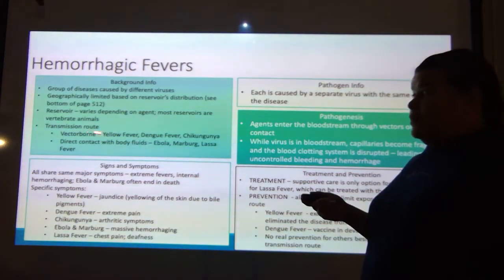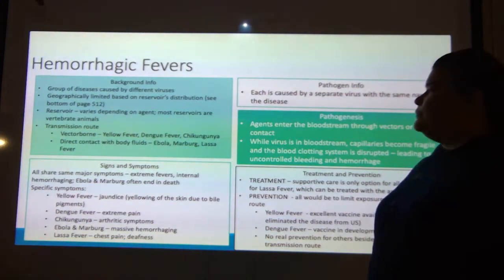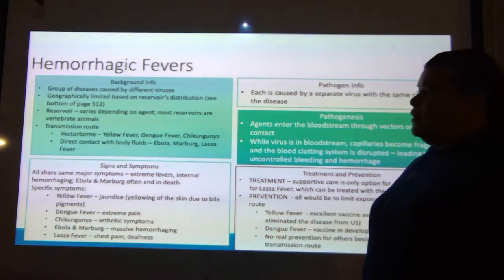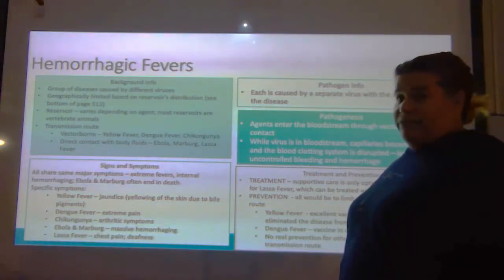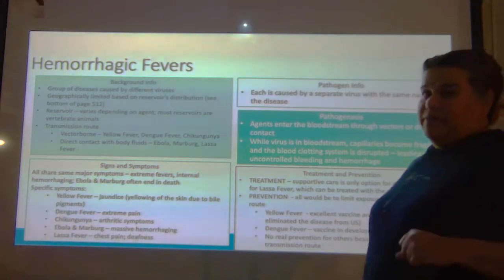Vector-borne transmission is yellow fever, dengue fever, and chikungunya. Direct contact with body fluids is going to be Ebola, Marburg, and Lassa fever.